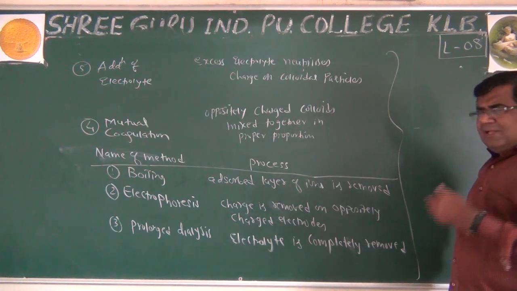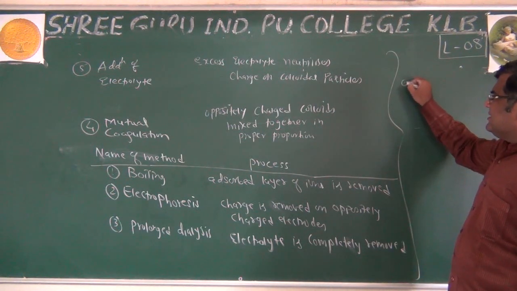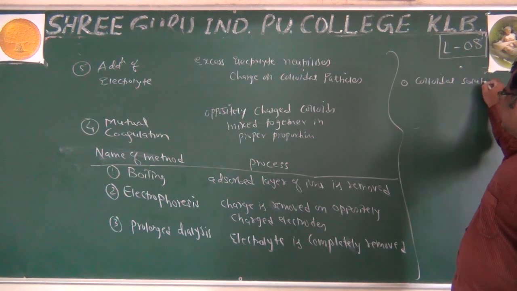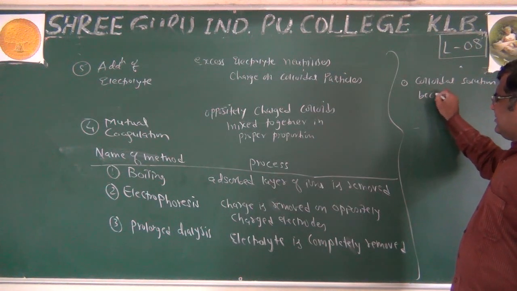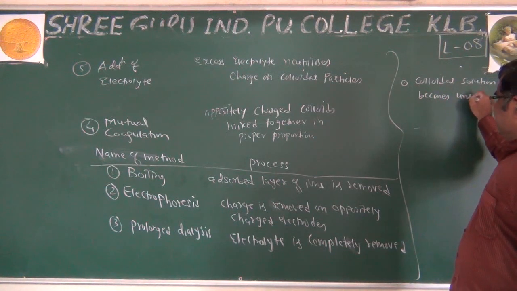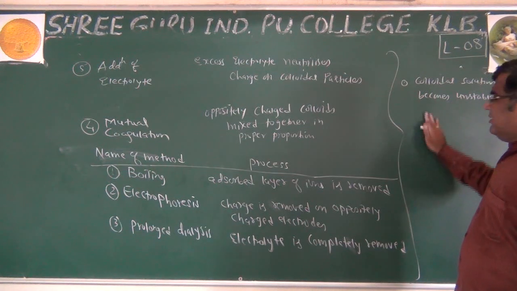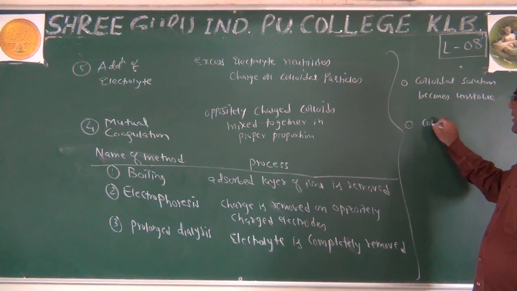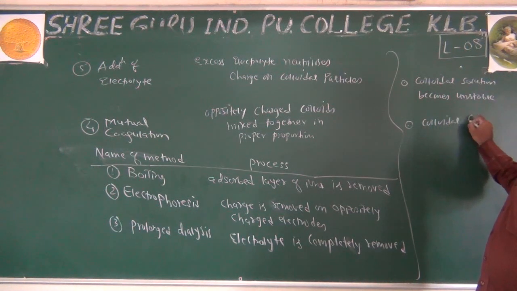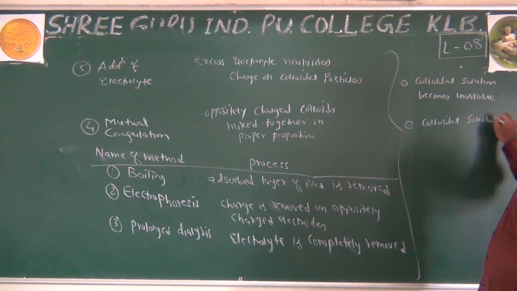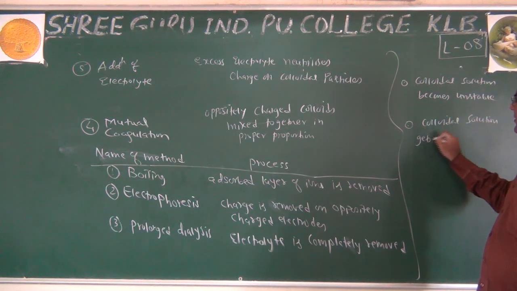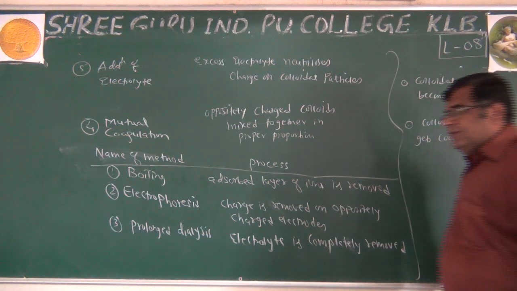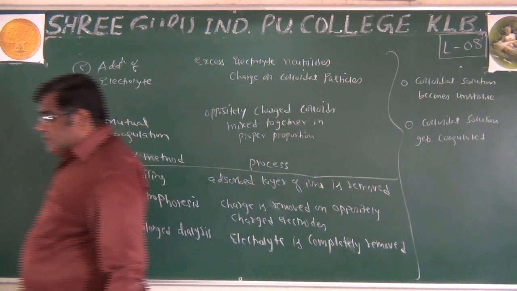So what is the result of all this? The result of all this is that the colloidal solution becomes unstable. It will not remain now as a colloid, and the colloidal solution gets coagulated, which is the ultimate result of all these processes.